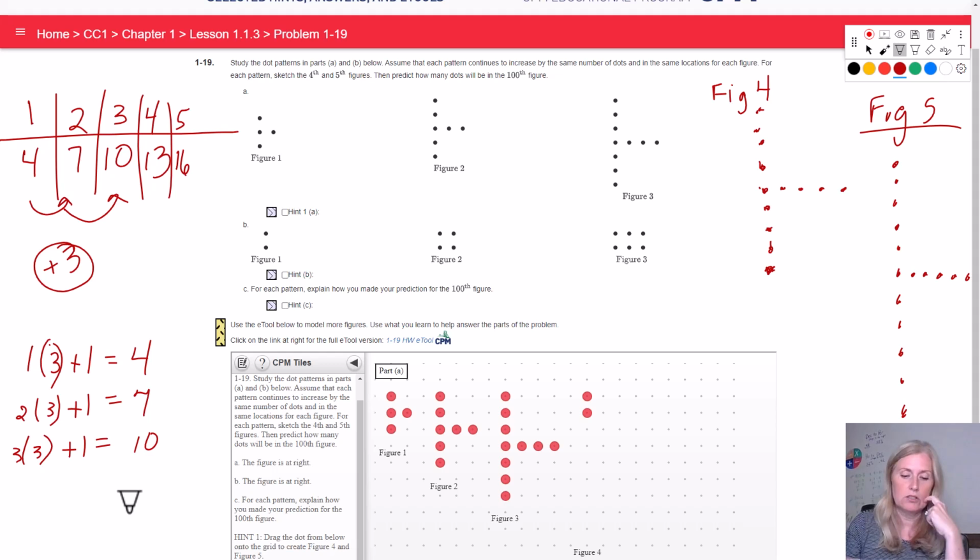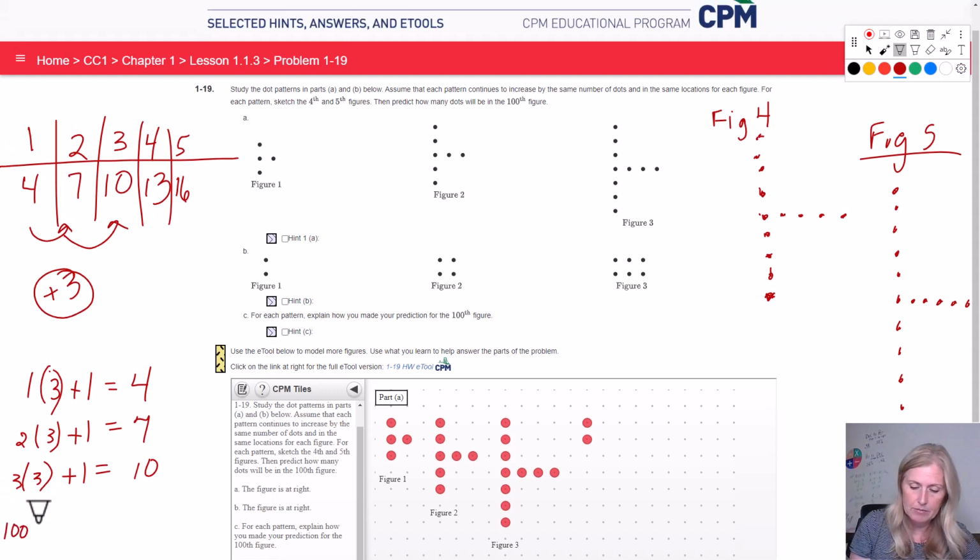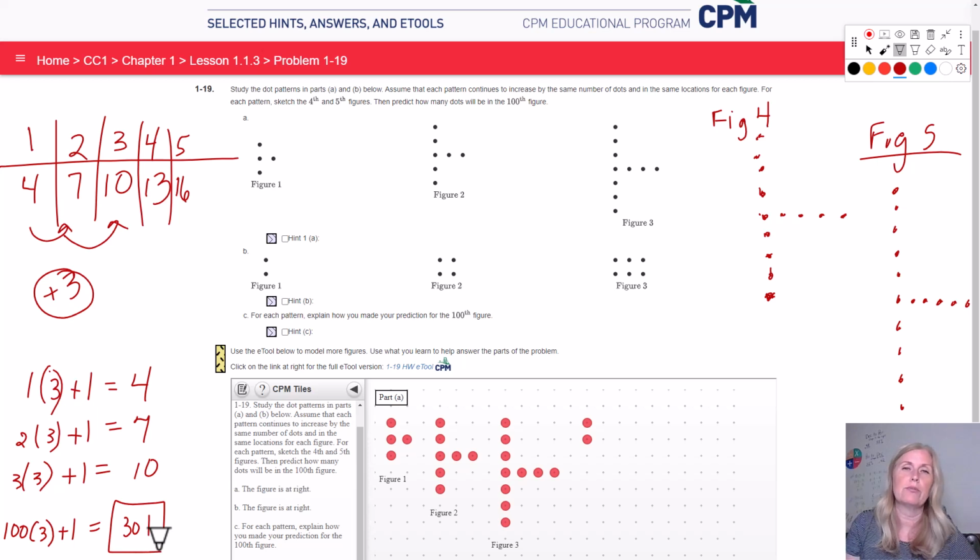So do you see how the number right here is always the figure number? Well, they said how many dots will be in the 100th figure. Okay, just go 100 times 3 plus 1. 100 times 3 is 300, plus 1 would be 301. So in the 100th figure, there will be 301 dots.